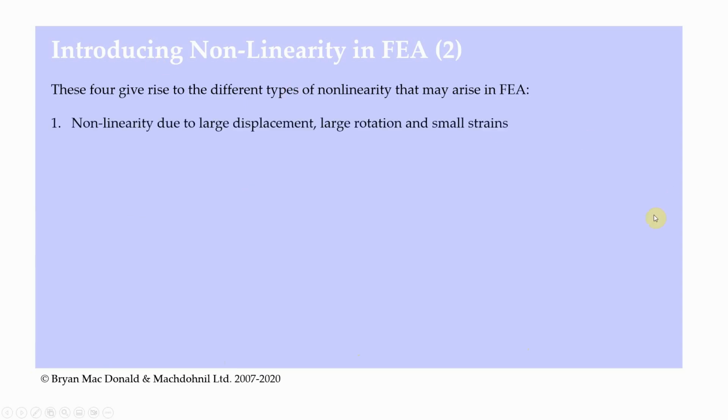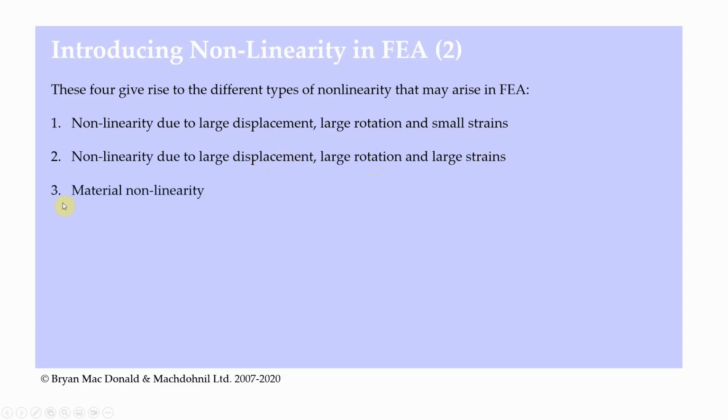So the first one is nonlinearity due to large displacement, large rotation, and small strains. So again, we're getting a large displacement, a large moving of the model about the place, but maybe we're getting quite small strains, so it's not changing its shape very much, but it's moving around a lot. Next one is nonlinearity due to large displacement, large rotation, and large strains. So again, it's moving around quite a bit, but it's also changing its shape quite a bit because we've got large strains. The next one is material nonlinearity.